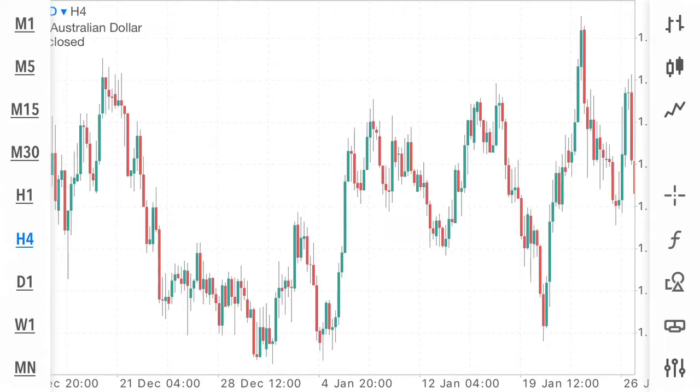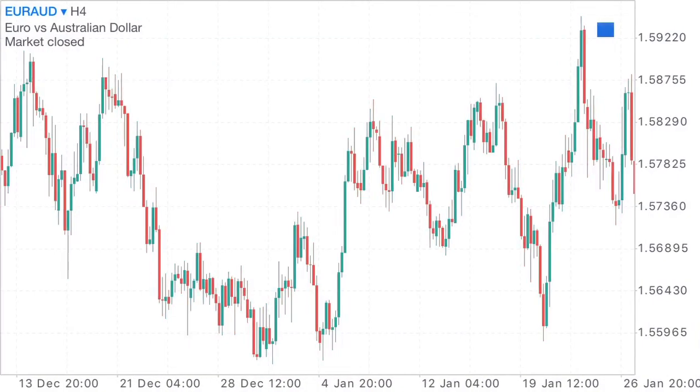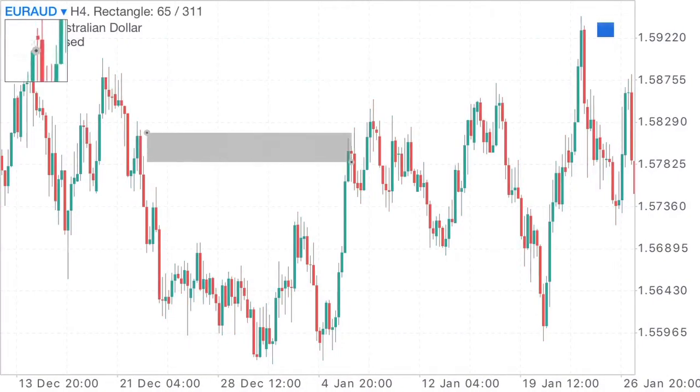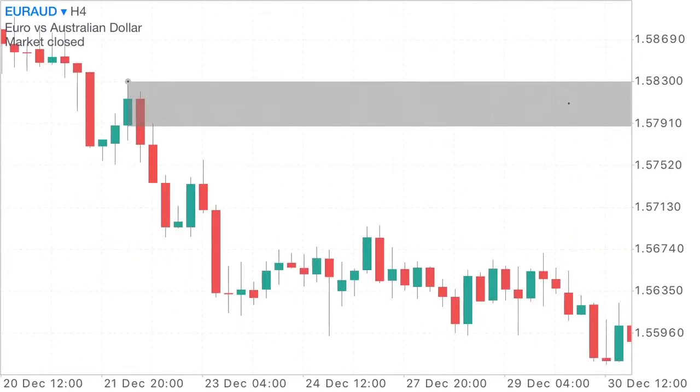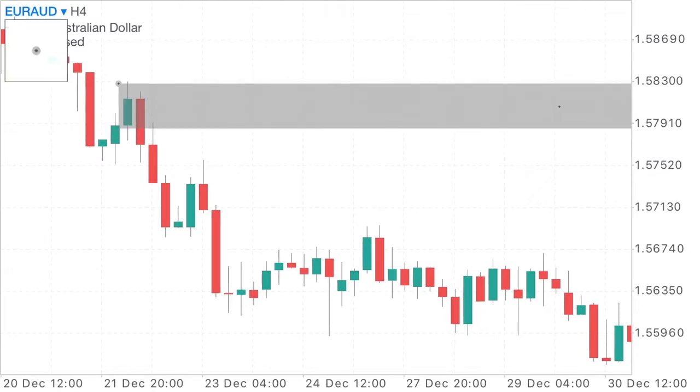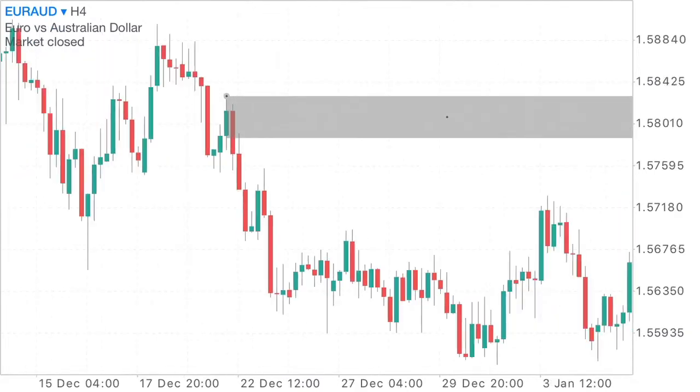I'm going to use zones and I'm going to use my arrow as my pointer. This area is called a supply area. We draw from the open of the price, if it's a supply, until the wick of the candlestick above. We don't draw the candlestick below. And I'm going to show you also on the demand.